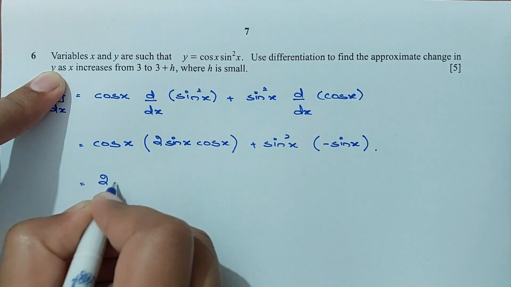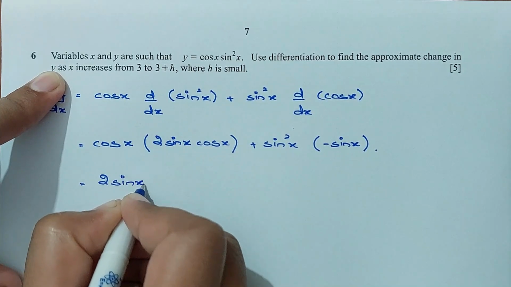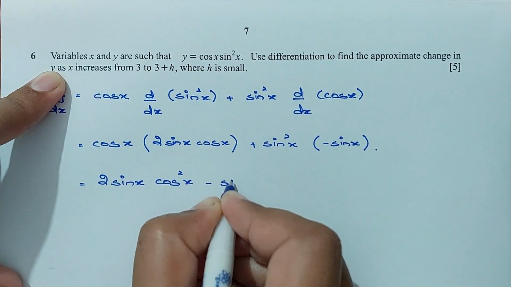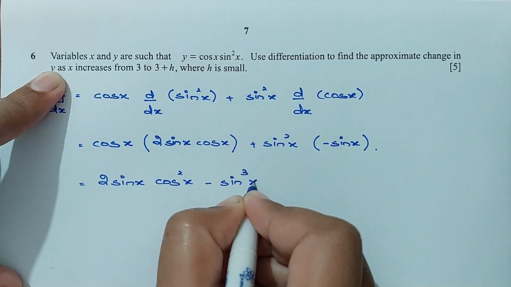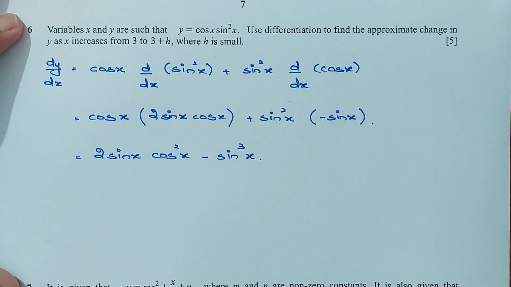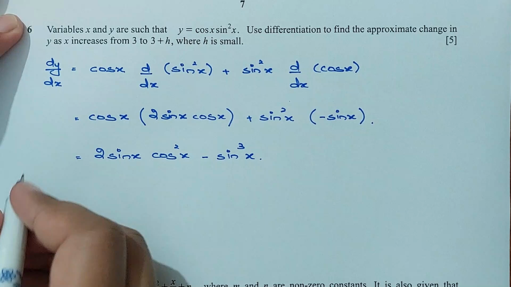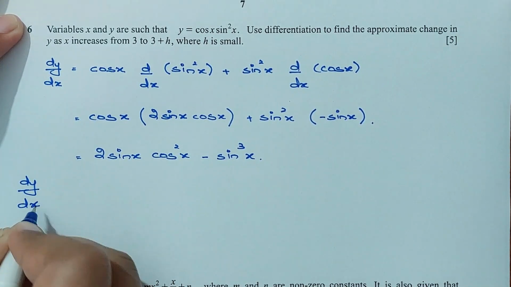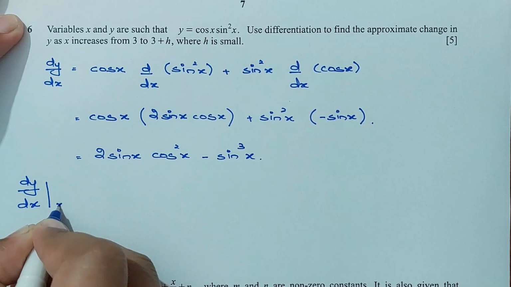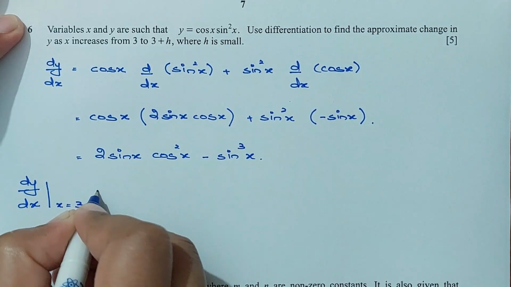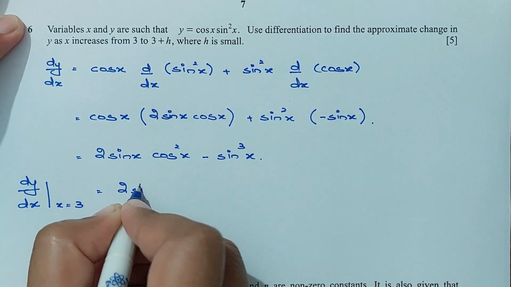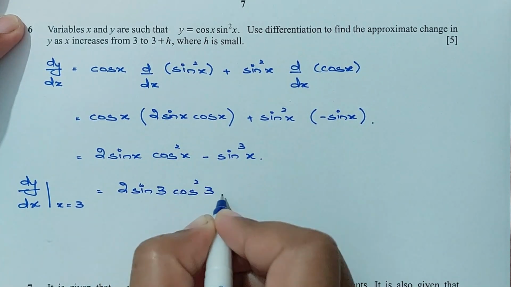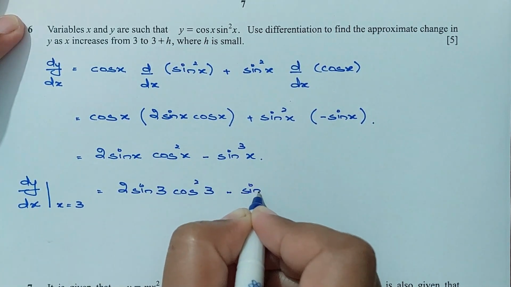Simplify. So 2 sine x cos square x minus sine cube x. Right. So that is the derivative. Now we have to find dy over dx at x equals 3. So this is going to be 2 sine 3 cos square 3 minus sine cube 3.